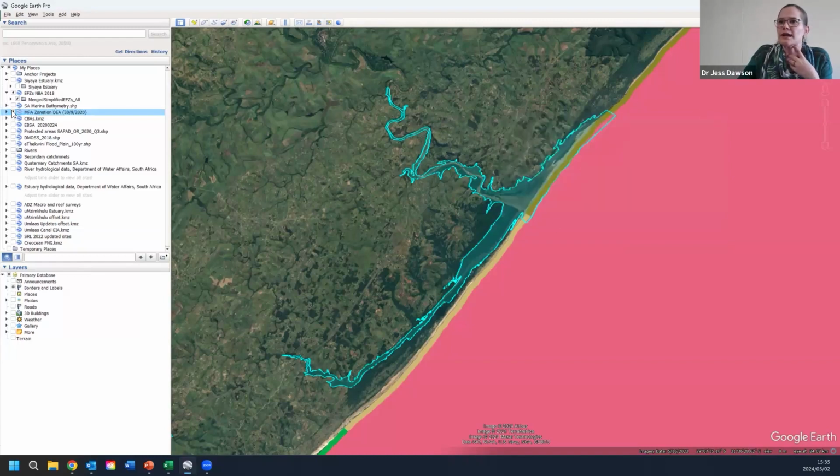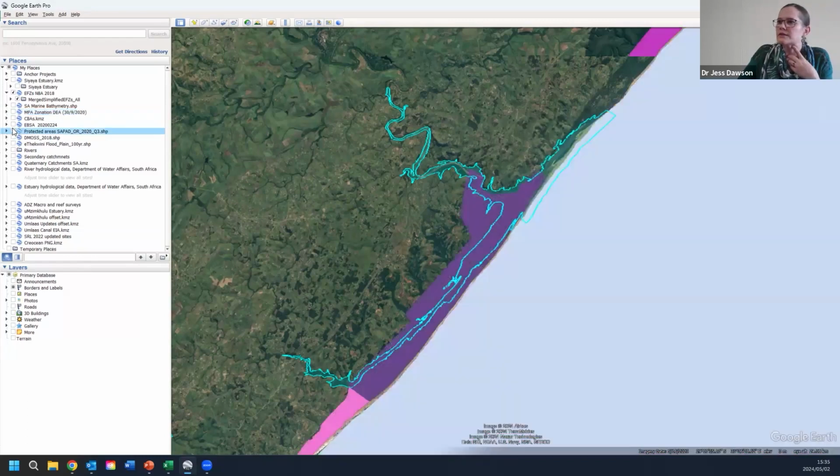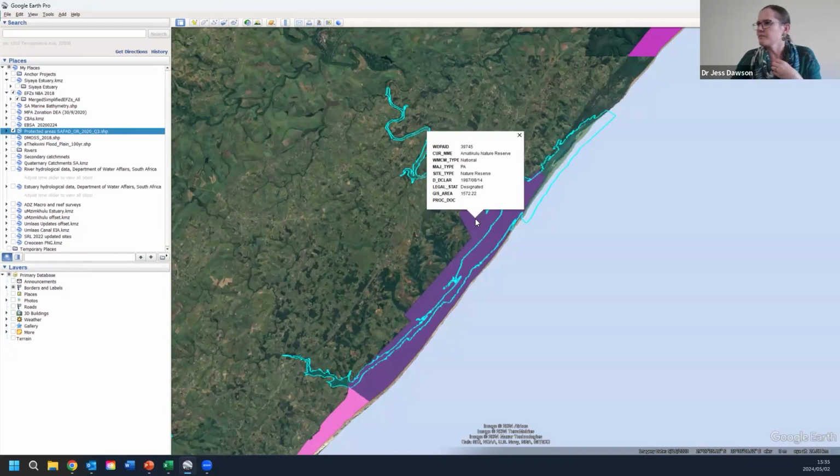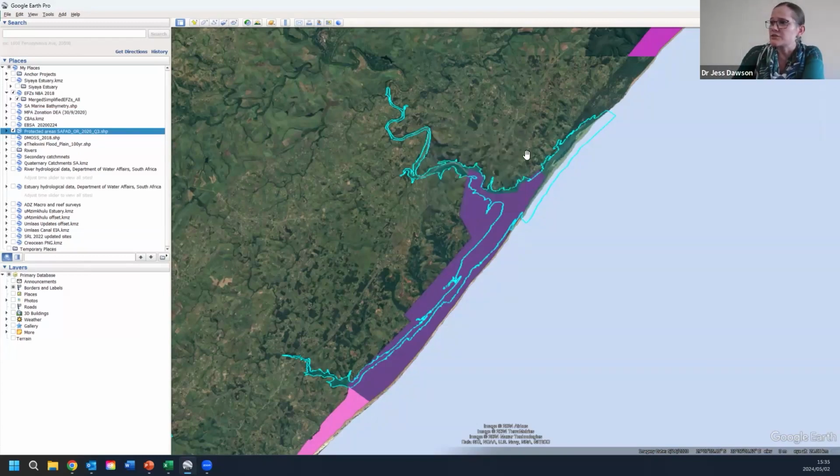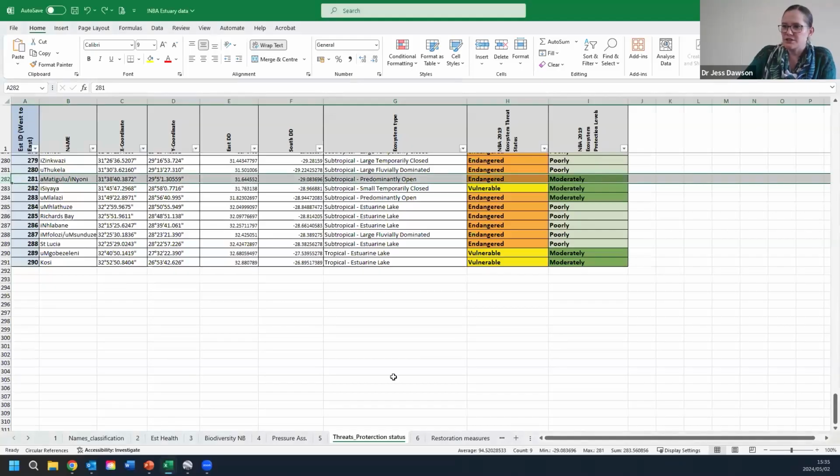If we turn on our land-based protected areas, oh, it's got a lovely protected area here, a nature reserve across much of the estuarine functional zone. So this purple and the pink there, so that's more than most estuaries. So it's got quite a high level of protection, and it's an endangered system.